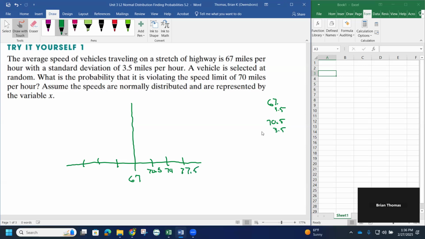So if we lose 3.5, that's going to be 63.5. Lose another 3.5 would be 60. Lose another 3.5 would be 56.5. So our normal distribution curve would look something like this.